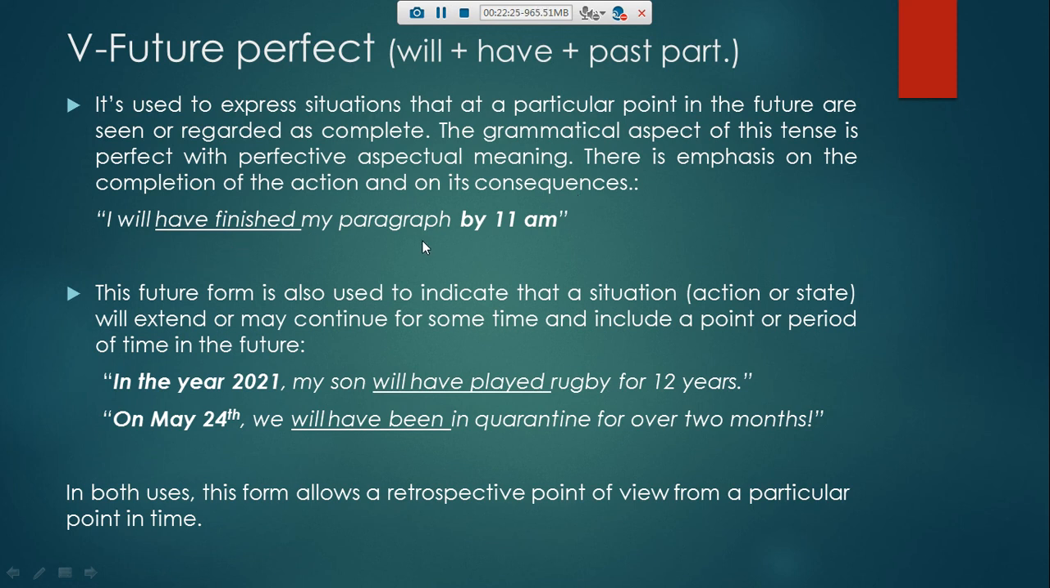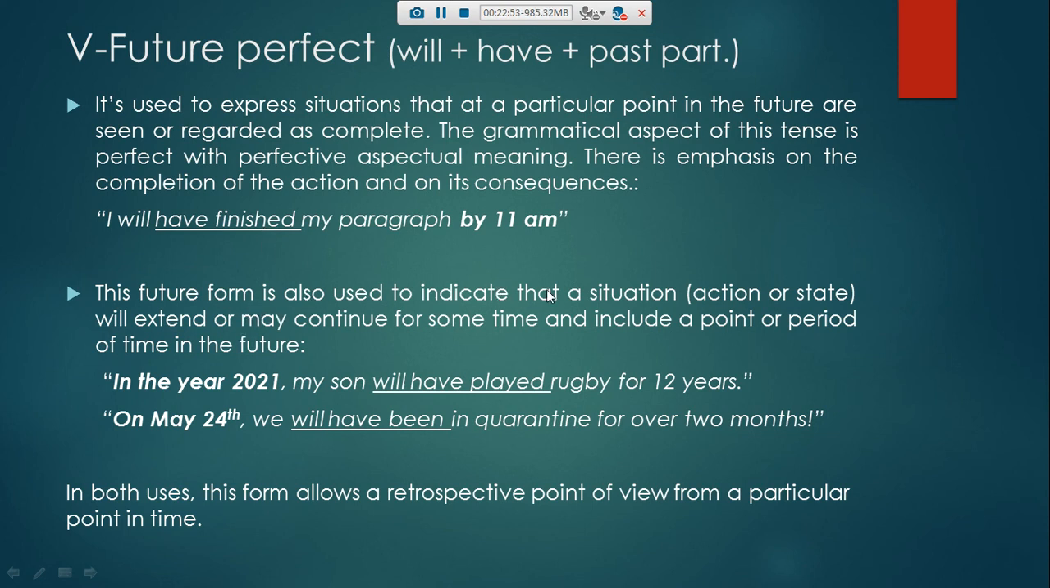I will have finished my paragraph by 11 a.m. So maybe the teacher needs you to finish your paragraph before midday. It's 10 o'clock in the morning and you can say, I will have finished my paragraph by 11 a.m. So the action is presented as complete, as having perfective aspectual meaning.